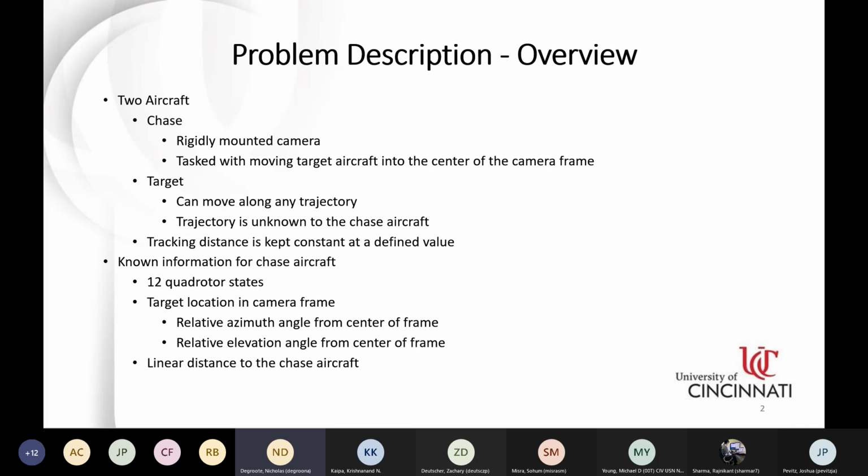As far as the information we know, we have the 12 states for the quadrotor that we're controlling. We have the target location in the camera frame, and we assume that we know the relative azimuth angle from the center of the frame to the target, as well as the relative elevation angle. And then we also know the linear distance to the chase aircraft.